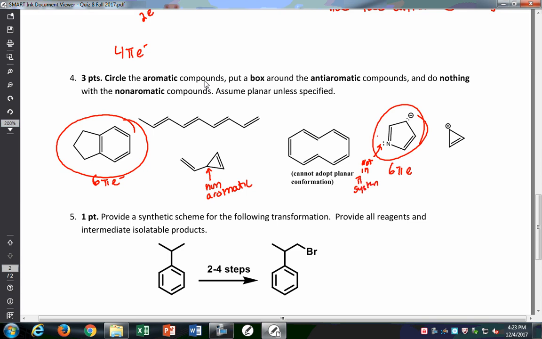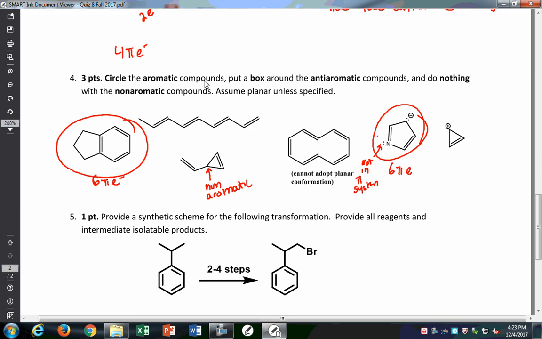Those electrons aren't even in a p orbital, they're in an sp2 orbital. And lastly, this one: while these look similar, the difference is this one has an empty p orbital, so that means we have 3 p orbitals in cyclic conjugation.